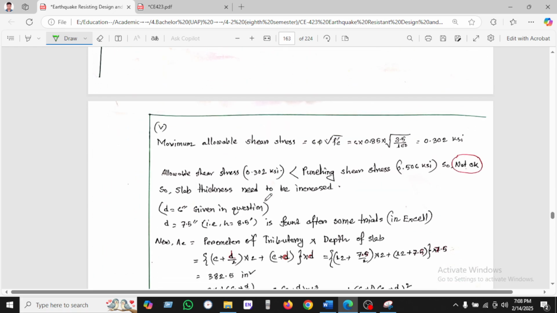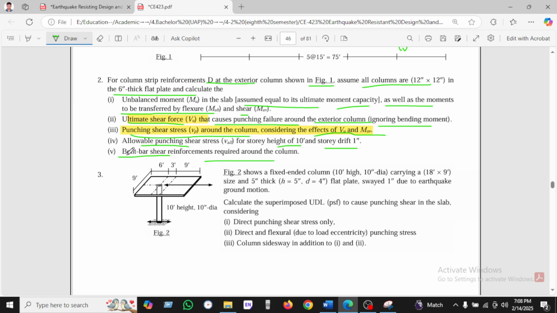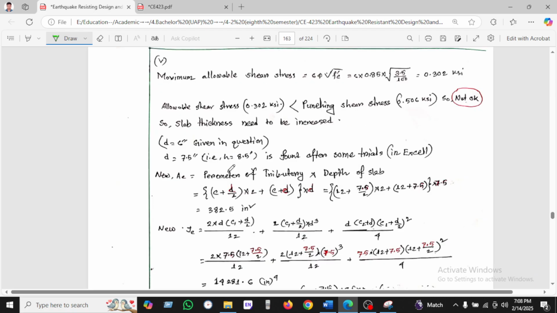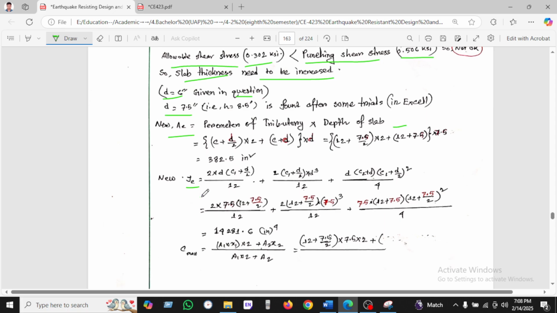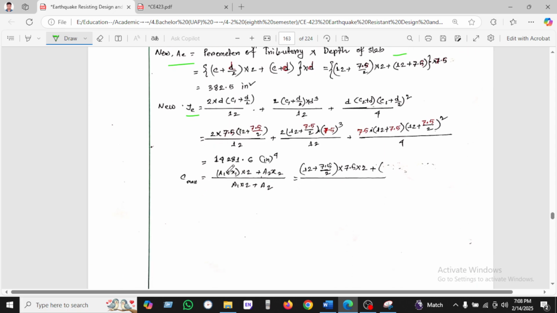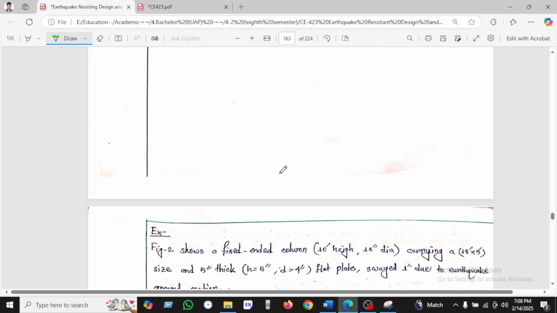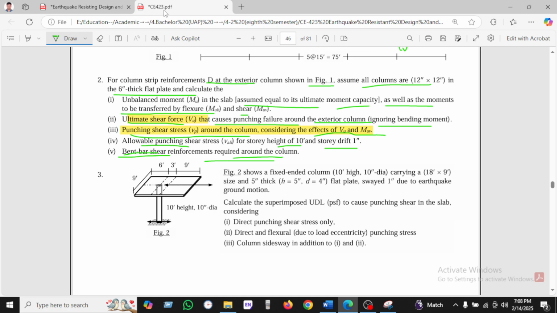Okay, so let's see the last, which is the bent bar reinforcement required around the column. Allowable stress we found from this, and allowable shear we see is less than the punching shear. So slab thickness needs to be increased. So D is given here, so we take 7.5, and SE we calculate as usual, and the depth and polar moment of inner shear is calculated here, and C is calculated here.